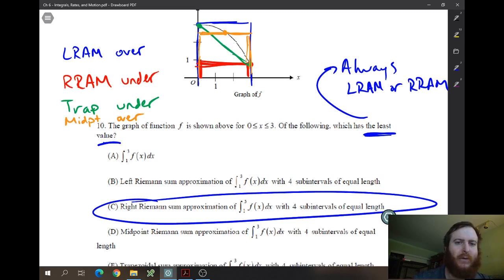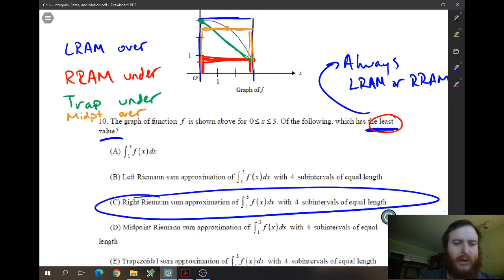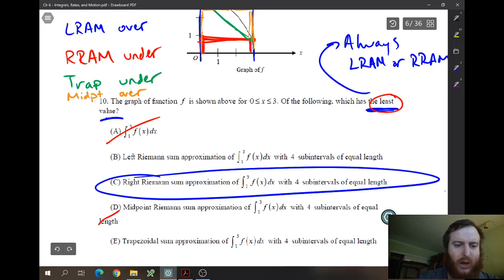And when they ask which ones are over or under estimates, we do need to know how to do that. But if they ask which one has the least or the greatest value, that's always going to be the left Riemann sum or the right Riemann sum, always. So you could immediately kind of get yourself to a 50-50 shot if you remember that.